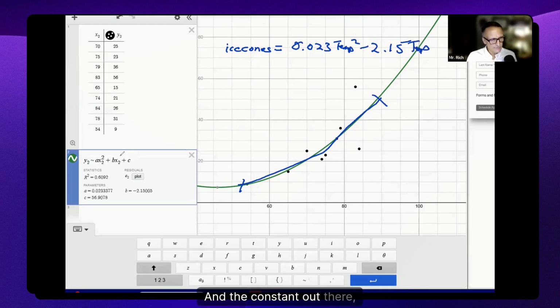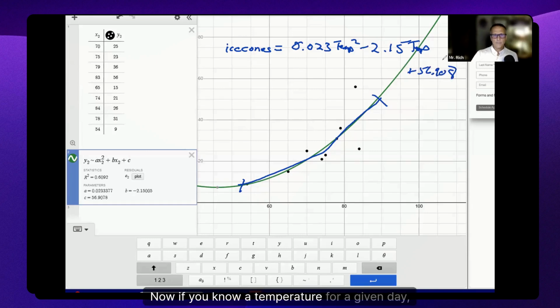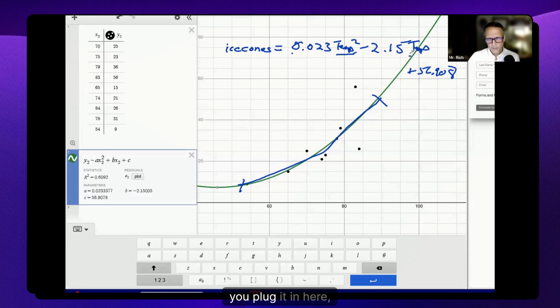And the constant out there, the C, is plus 56.908. Now, if you know a temperature for a given day, you plug it in here, calculate it all out. It'll make a prediction for the number of ice cream cones that you would sell at that temperature. So anyway, is it only linear equations and quadratics? Of course not. We could have it do exponentials, logarithms. It does all of them.